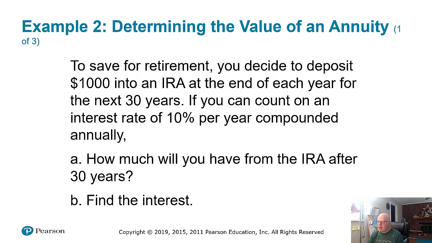So here's an example. Example number 2. You're going to invest $1,000 into an IRA. Great idea. You're going to do it at the end of every year, and you're going to do it for 30 years. And you've found a deal where you can get 10% per year, compounded annually. It's not simple interest. So the first question is, how much will you have from the IRA after 30 years? Well, that's that formula I just told you you needed to write down. So write that down if you haven't already.